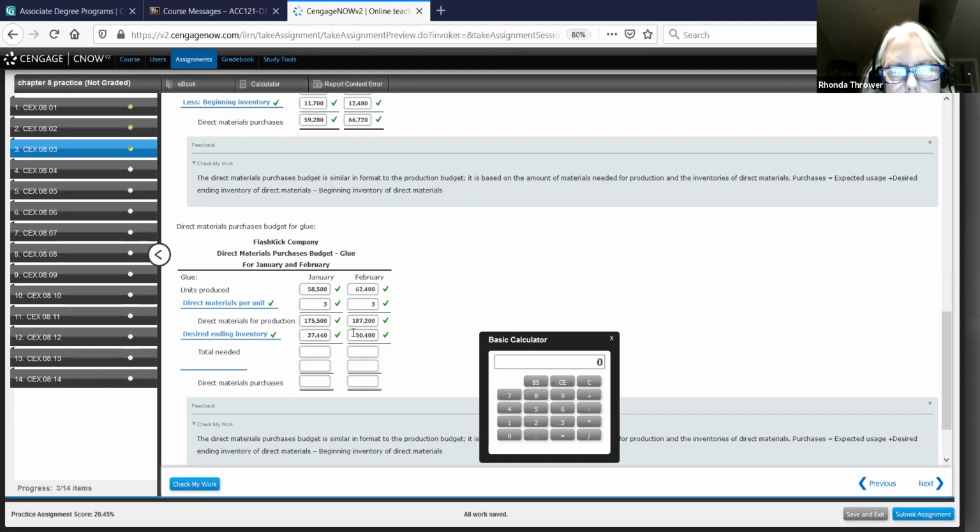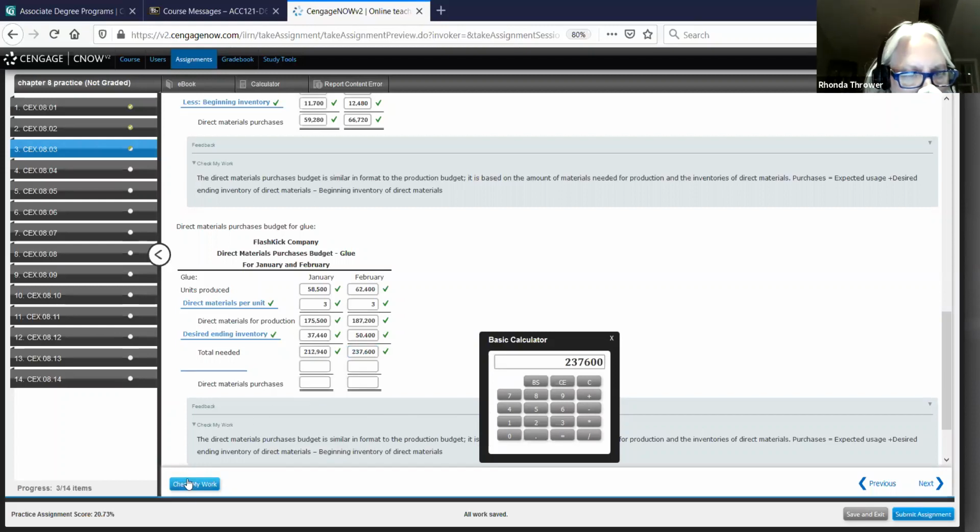And then you combine the two of those together. So 175,500 plus 37,440 is 212,940. And 187,200 plus 50,400 is 237,600.